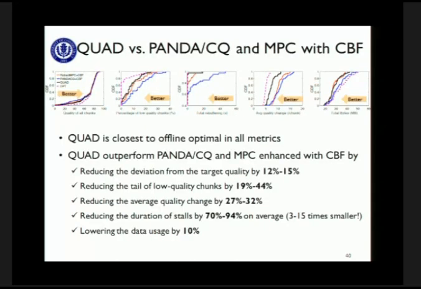So QUAD is actually the closest to the offline optimal in all metrics. The offline optimal, you can actually get by enumerating in a combinatorial way or even dynamic programming. And what we find is that existing Panda and MPC can be enhanced. These are enhanced with CBF. Our QUAD is actually better than any of these. We reduce the deviation from the target quality by 12 to 15%, low quality chunks by 19 to 44%, and average quality change by almost 30%, and the number of stalls is 3 to 15 times smaller. Okay, and also the data usage is about 10% or so less.